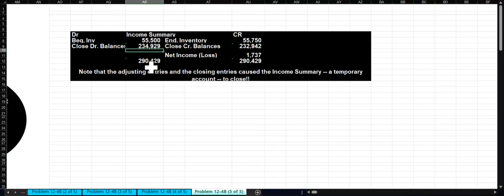294.29, and so we had to credit the income summary with the difference, which is the loss, and now the two sides are the same. So this account, because it has a zero balance, is essentially closed because A, it's temporary, and B, the balance is zero.